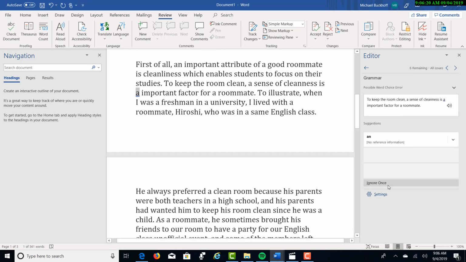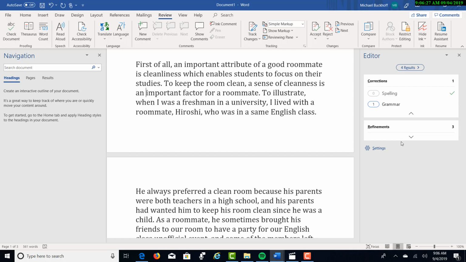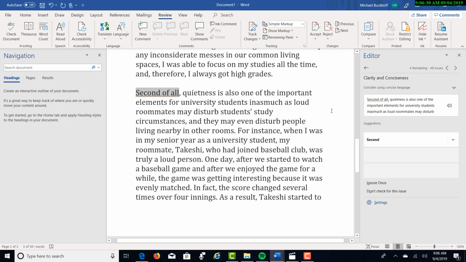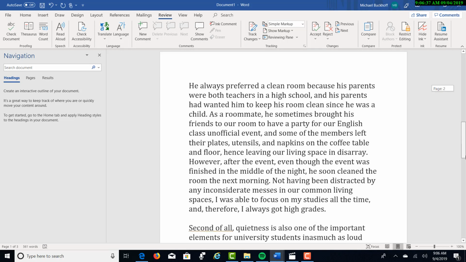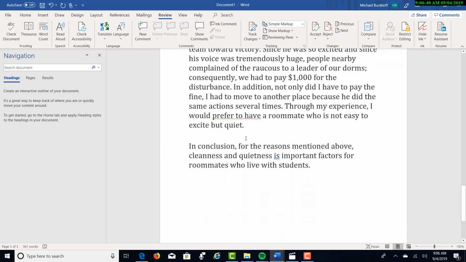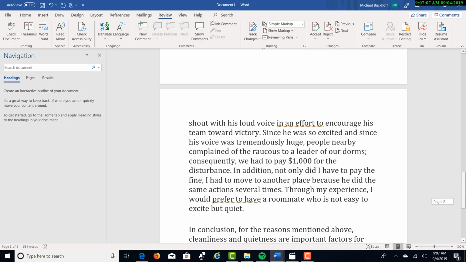Okay, so let's look at your conclusion here. So we have, in conclusion, for the reasons mentioned above, cleanliness, usually say cleanliness and quietness are important factors for roommates who live with students. You could even develop that a little bit more, but because it's already so developed, I think in these two body paragraphs, we don't have to worry about that.